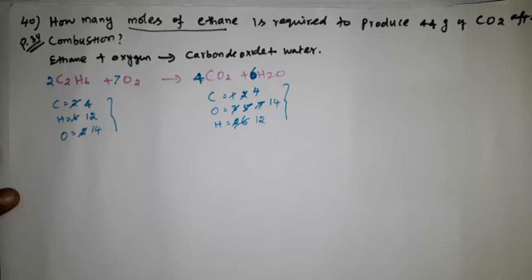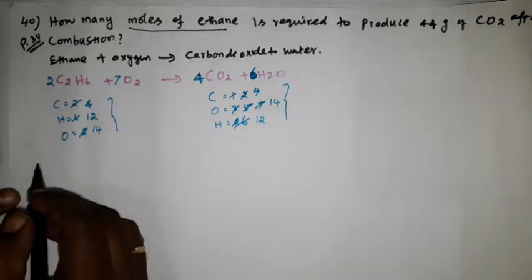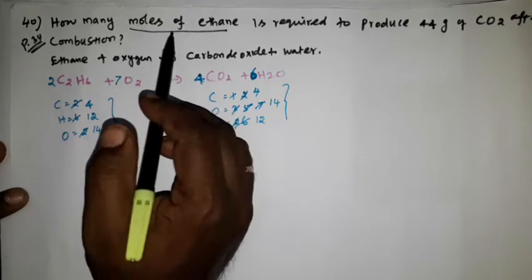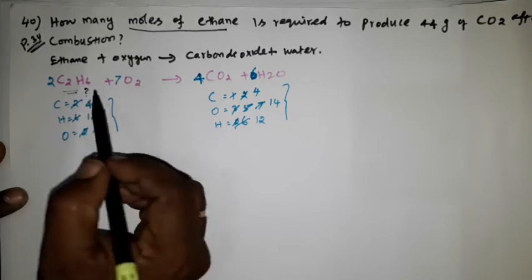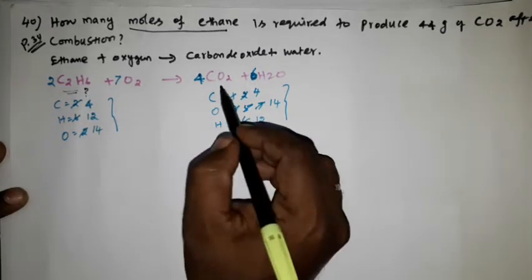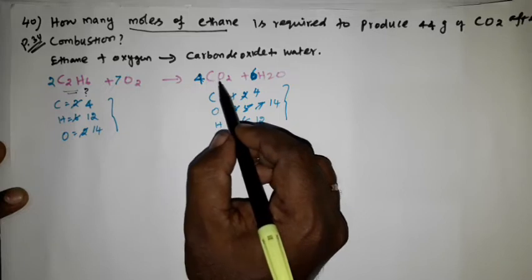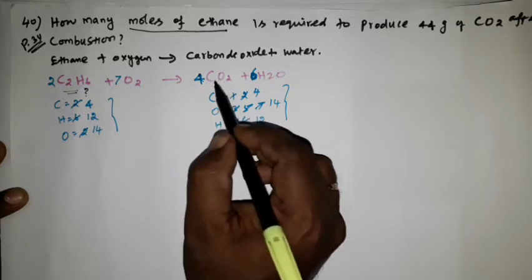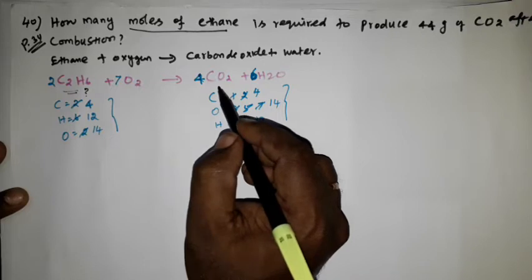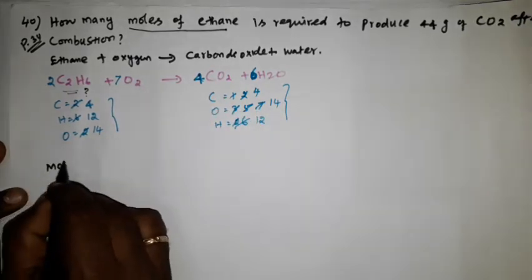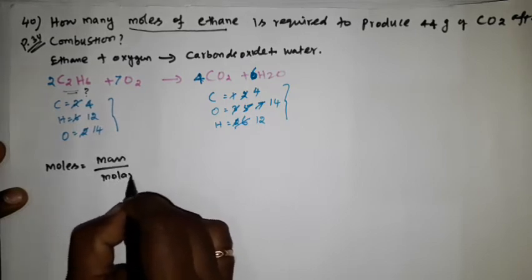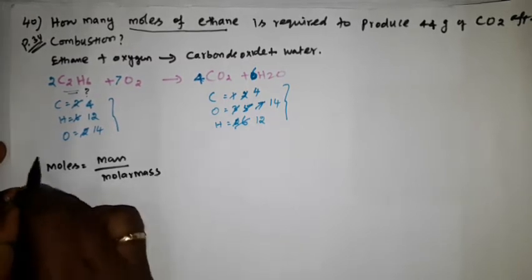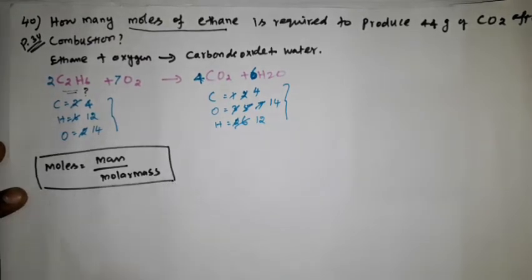Okay, next step. According to the question, how many moles of ethane? Here you are going to find out the number of moles of ethane to produce 44 grams of carbon dioxide. So you have to find out how many moles for 44 grams. So moles equal mass divided by molar mass. This is the formula we studied: number of moles equal to mass divided by molar mass.